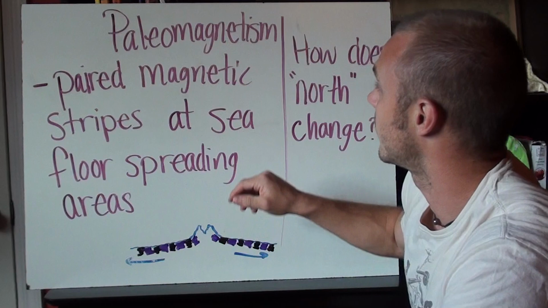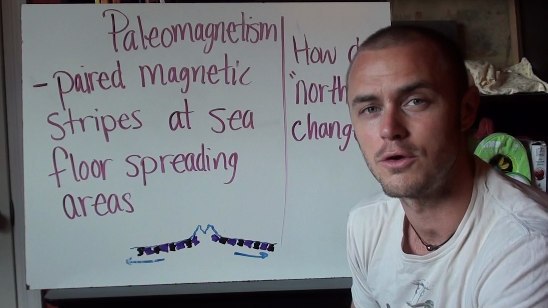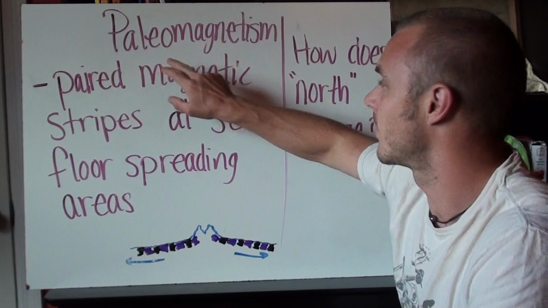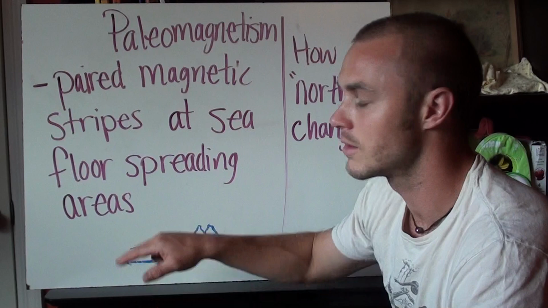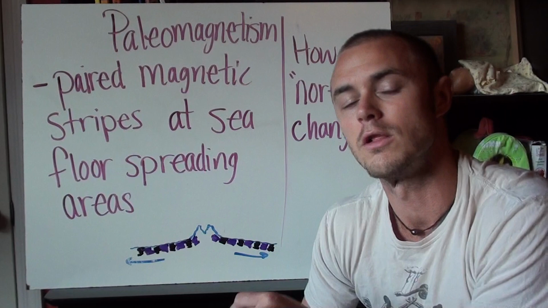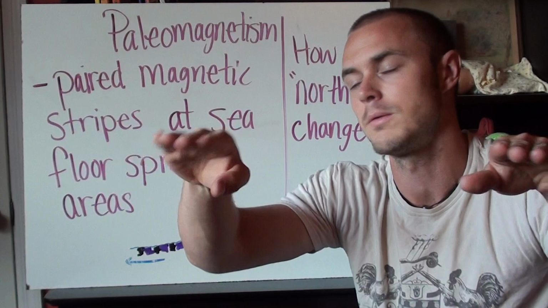Finally, we have paleomagnetism, and you can break this word down if you know your Latin or Greek roots. Paleo means ancient, and magnetism refers to magnets, so they're essentially ancient magnets. And what they are is paired magnetic stripes at seafloor spreading areas. So in the middle of the Atlantic Ocean, if you look at a map, there's a giant mountain chain. It's the longest in the world. And this is where the continental plates are separating. Or sorry, oceanic plates are separating.